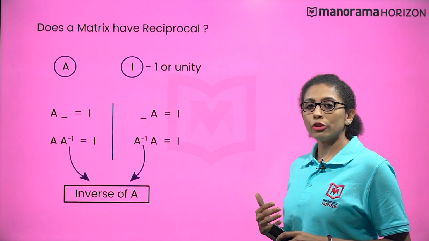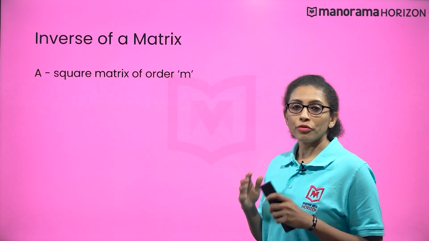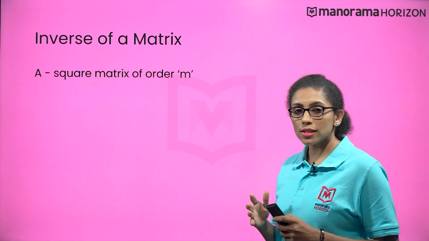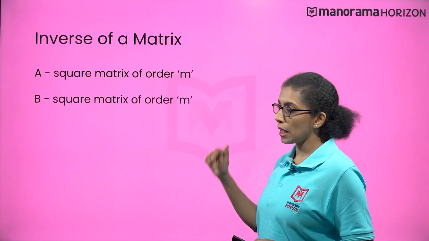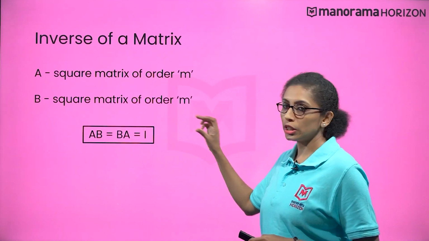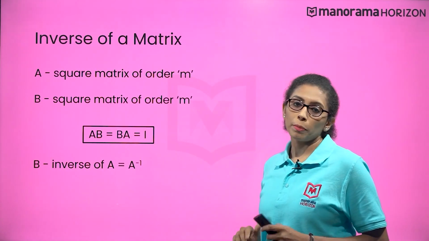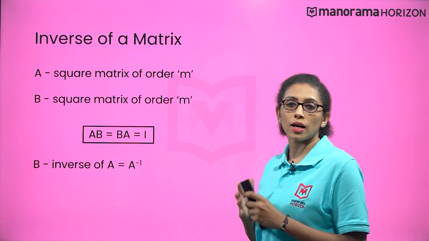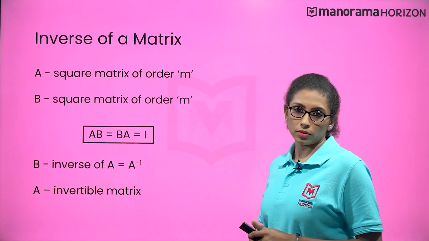So, we can define the inverse of a matrix mathematically. If A is a square matrix of order M and if there exists another square matrix B of the same order M such that AB is equal to BA is equal to I, then B is called the inverse of matrix A. In such cases, when it satisfies this condition, we say matrix A is invertible.